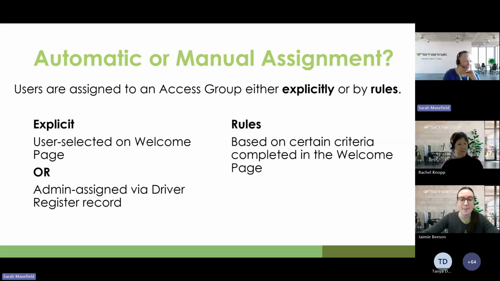And obviously, if your pool managers are also able to view the driver register, then they will also be able to manage the access group access via their driver register too. For rules, this is based on a particular field on the welcome page meeting certain criteria, and then the user is automatically assigned to the access group. An example of this is creating a rule to assign users to the group trucks if a user license equals heavy rigid. That's just an example. We will go through another example shortly.